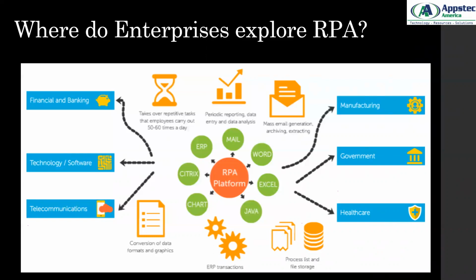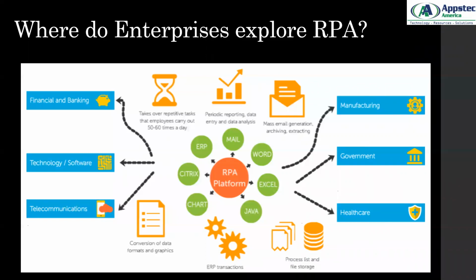Now, having covered the industries, and as we already spoke about the benefits, you might see some orange colored boxes. The first one says it takes over repetitive tasks that employees carry out 50 to 60 times a day. As we already know, we are eliminating repetitive tasks. Periodic reporting, data entry and data analysis: anything we report on a periodic basis, any data entry work, any data analysis work, RPA is suitable. Mass email generation, archiving and abstracting.